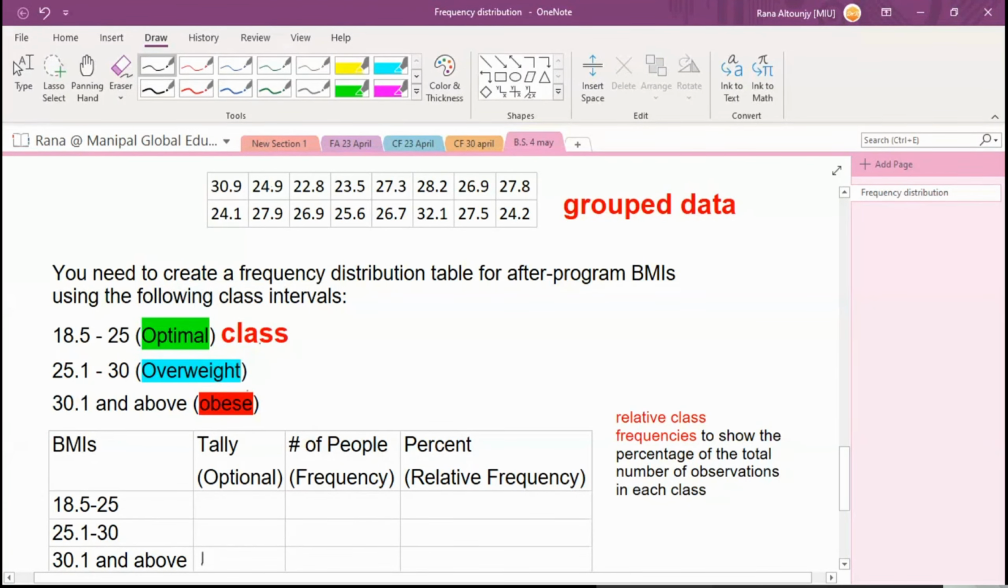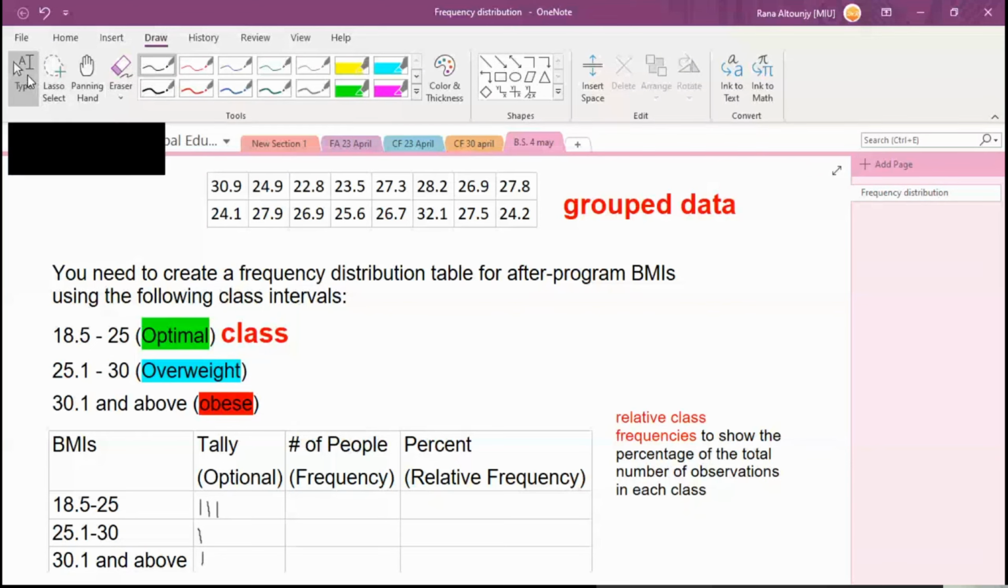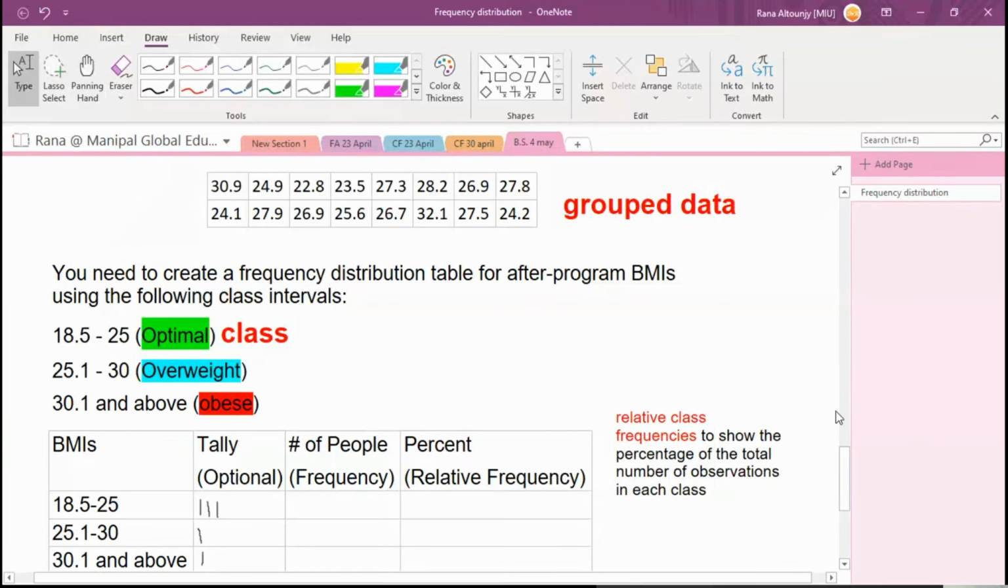Second one, 24.9. 24.9 is under the first category. Third one, 22.8 also goes to the first category. Number 4, 23.5 also goes here. 27.3 goes here. This we call the tally, which is optional to do, and so on. So this is one of the ways to do it. The second way, you just go and check one by one. So let's try the second way, which I think you follow.